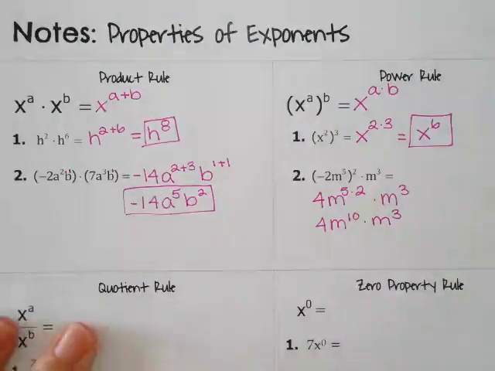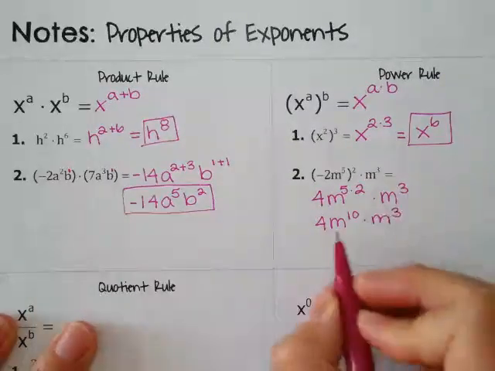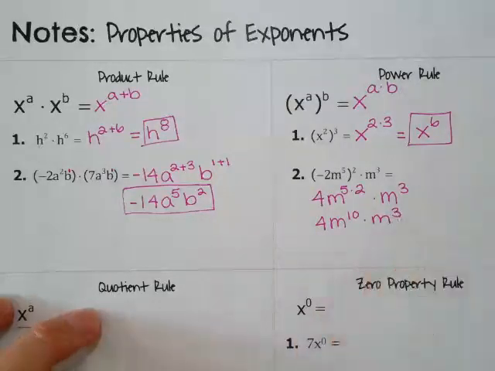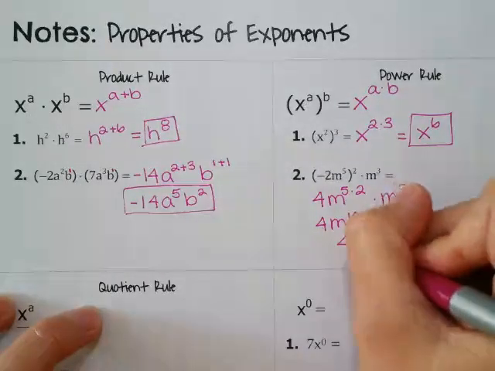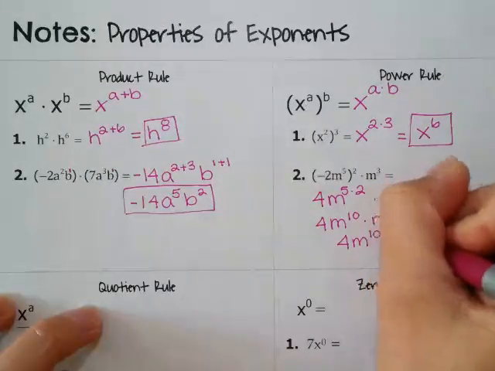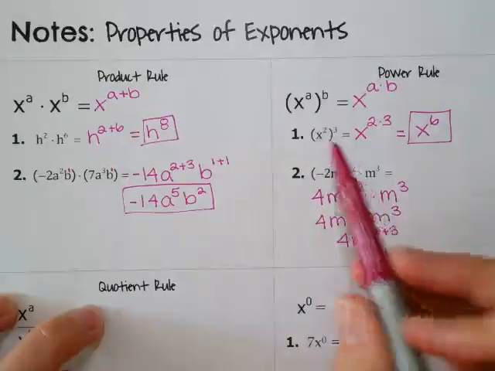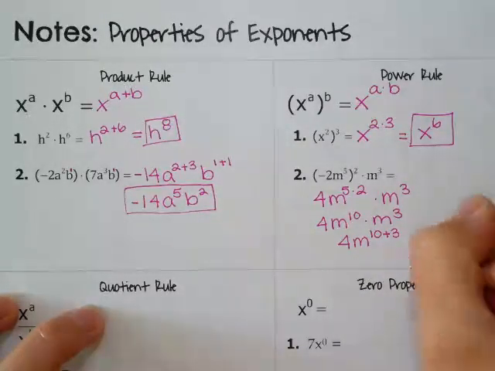But wait a second here. This now looks like example 2 on the other side. We have the same base of m. So what am I going to do with the 10 and the 3? Well, we're going to add these together. So I have that 4 out front. I keep one of my bases of m, and I'm going to add 10 plus 3. Again, same base, add, one base, multiply. So our final answer is 4m raised to the 13th power.